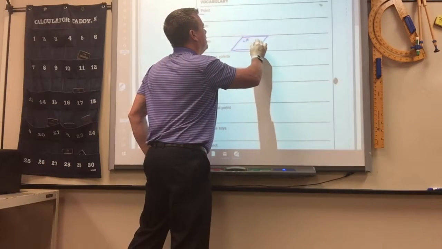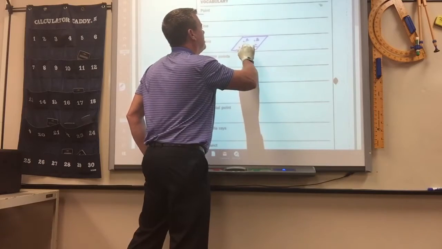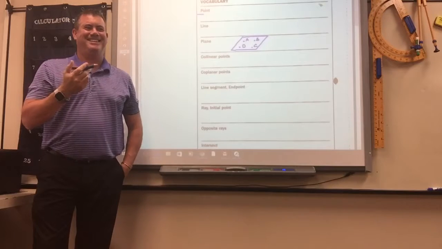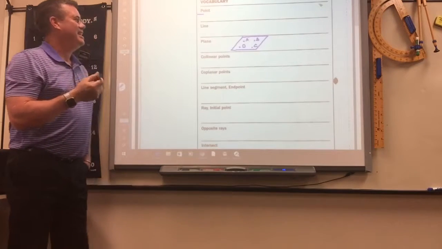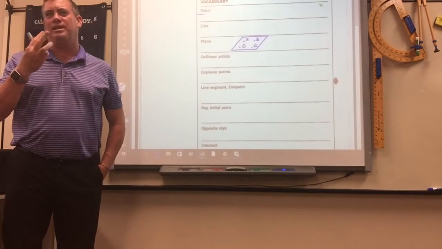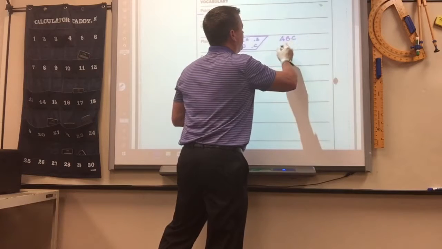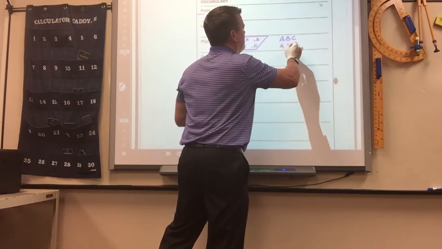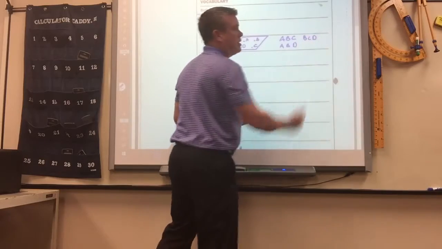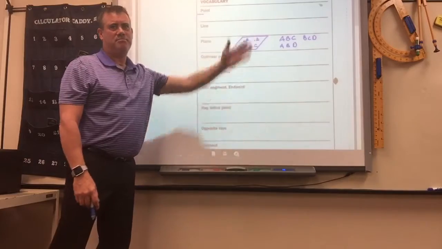A plane. Even though there's 4 points on it, to name a plane, you only need any 3. And there's no symbol, you just call it any 3 letters. A, B, C, A, B, D, B, C, D, and so on. So any 3 letters in any order would name a plane. Okay?